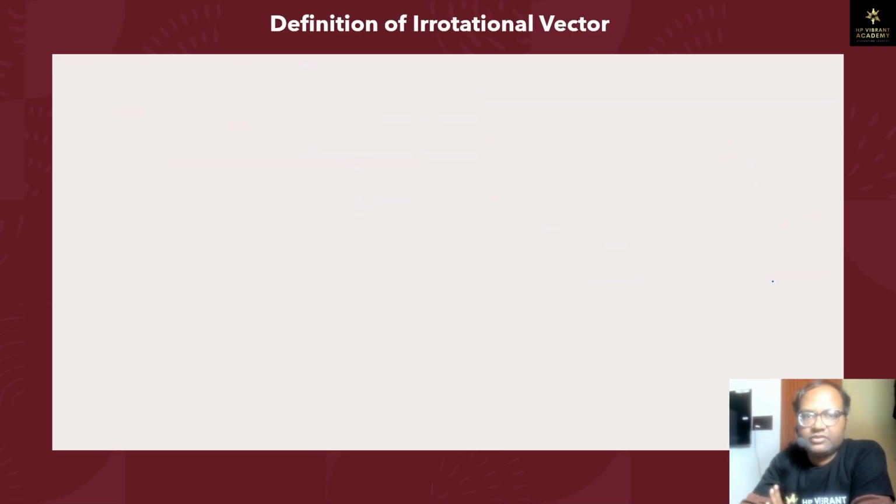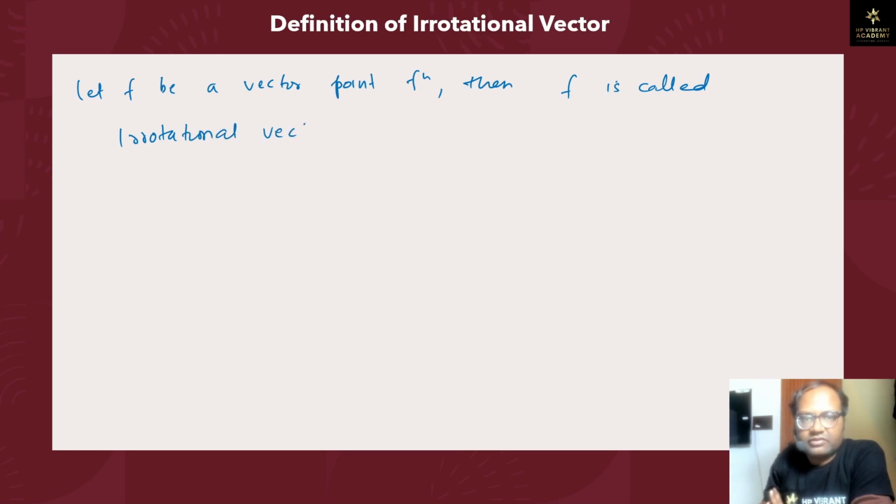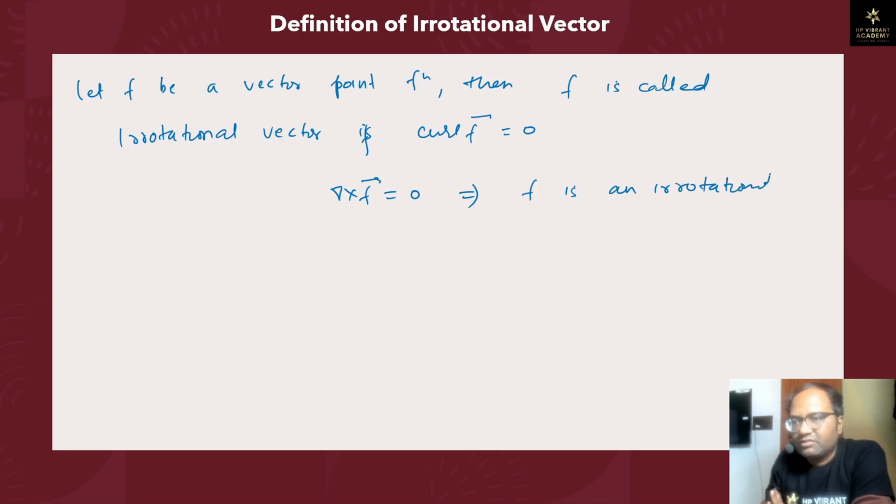Okay, so now we have the definition of irrotational vector. Let f be a vector point function, then f is called an irrotational vector if curl of f is equal to 0. That is, del cross f is equal to 0 implies f is an irrotational vector.